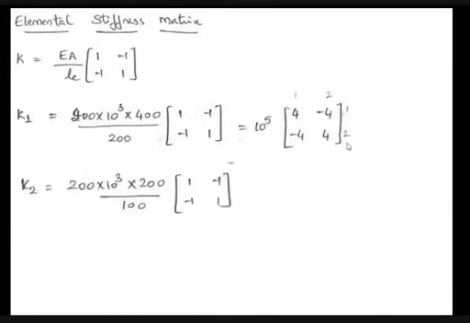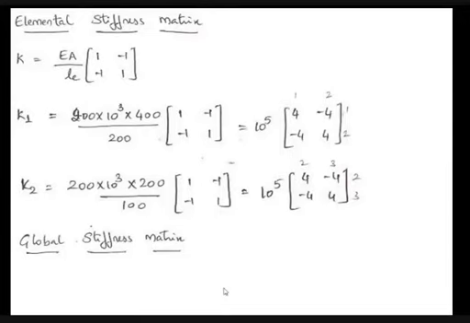The same way, if you take K2, your Young's modulus is 200 into 10 to the power of 3, area is 200, then the length of the element is 100. So I have [1, -1; -1, 1]. Simplify this, I'll be getting 4 into 10 to the power of 5. I'll take 10 to the power of 5 common. What I'm remaining with? [4, -4; -4, 4]. So the second element is associated with 2 and 3, so I'll be writing 2, 3, 2, 3.